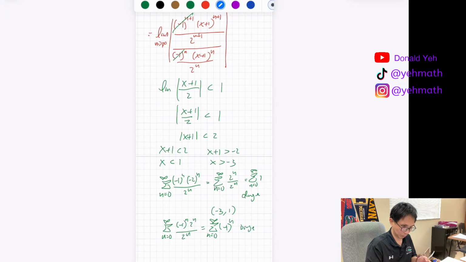So he went to here. Where did he get it from? So this is where you were. Absolute value of x plus 1 is less than 2. Absolute value of x plus 1 over 2 less than 1. I'm supposed to do that. Yeah.